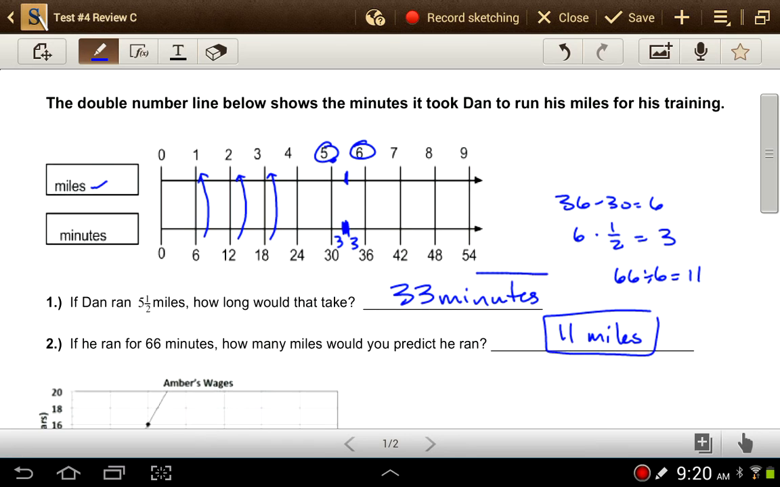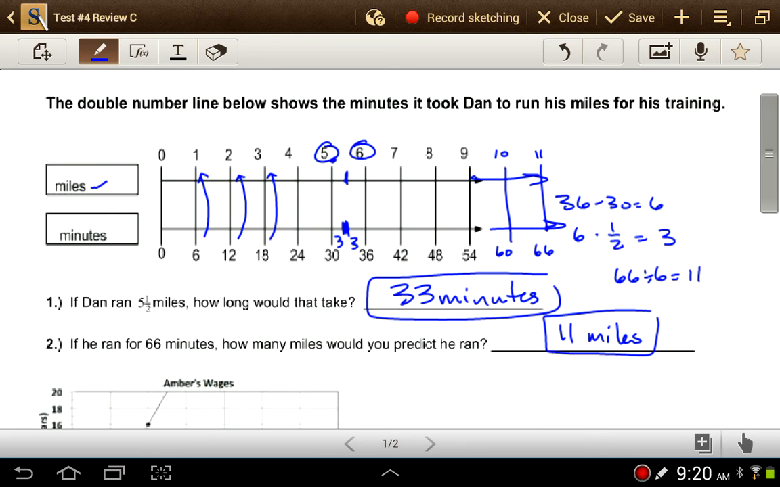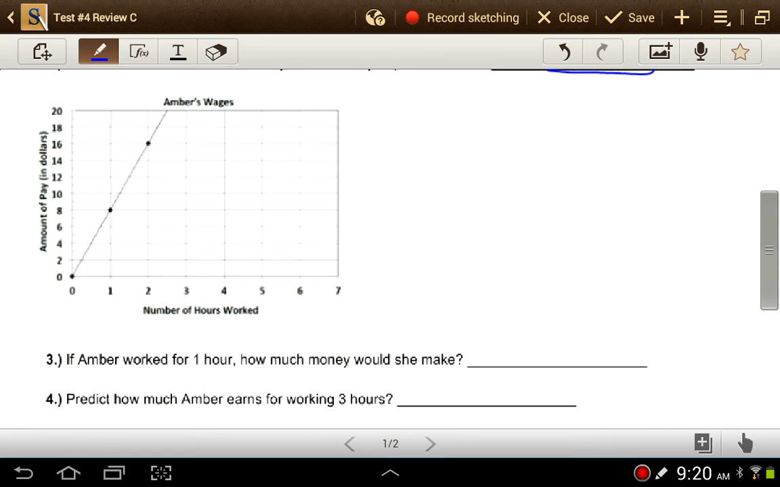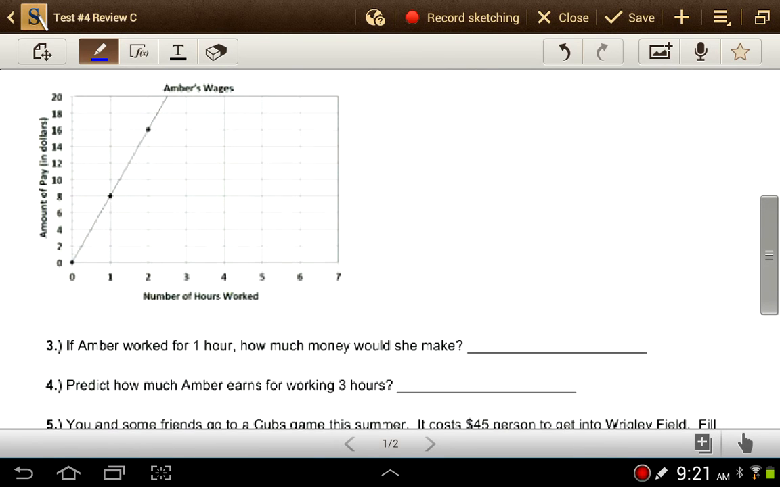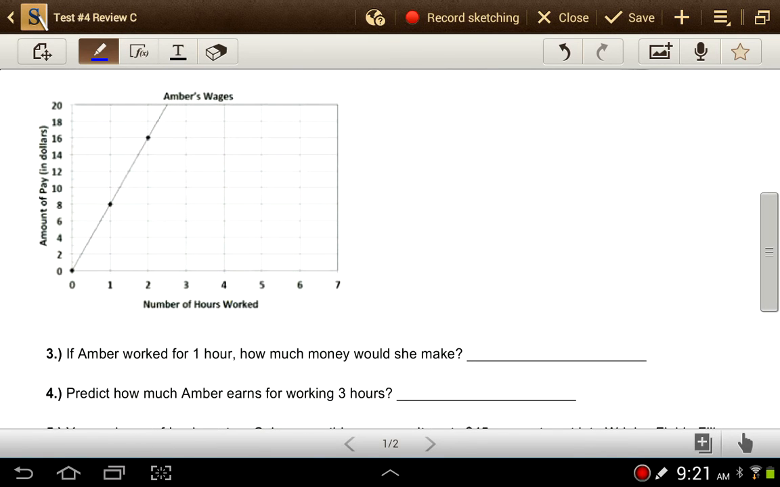Okay? So you're just looking for those patterns. You also could have continued the chart. 10, 11, 60, 66. So there's a couple ways to solve that, but it would be 11 miles. Okay? We'll move on to the next section. Next we're going to talk about our graphing. Okay, so we're going to use a graph to help us answer.